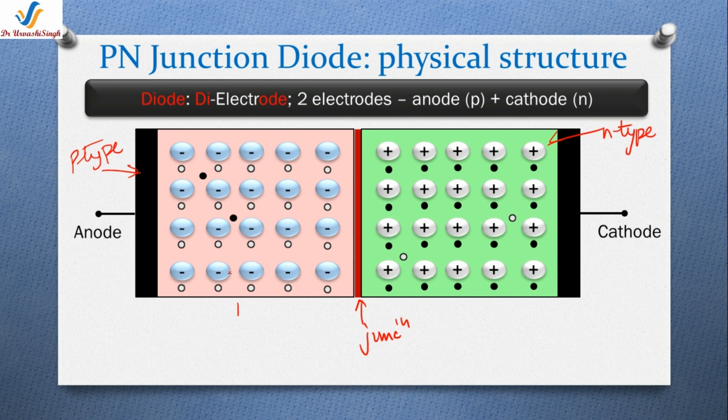Now let's recall the P type and N type extrinsic semiconductors. In the P type, the holes are the majority carriers and the charge of the holes is neutralized by an equal amount of bound negative charge associated with the acceptor atoms, and similarly on the N side the electrons are the majority carriers and their charge is neutralized by an equal amount of bound positive charge associated with the donor ions. There are also thermally generated minority carriers, so electrons in P type and holes in N type.